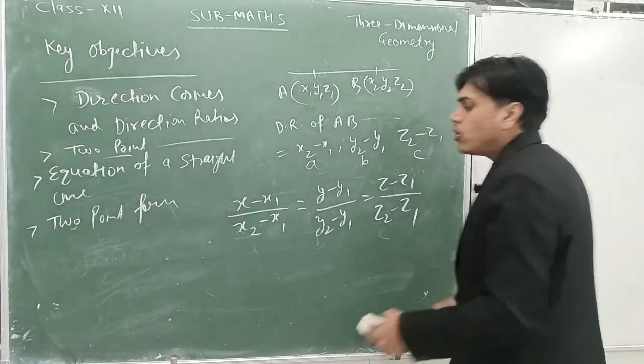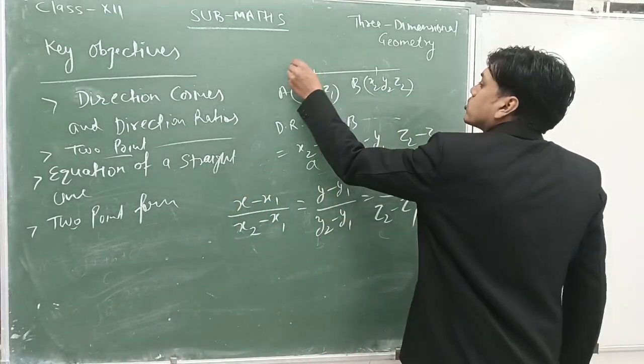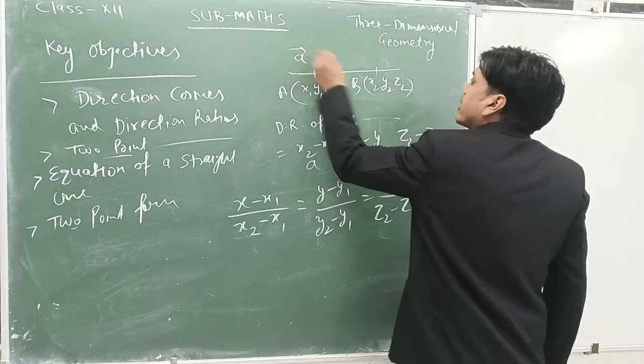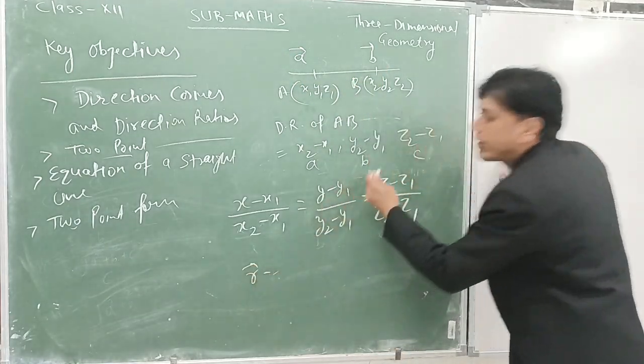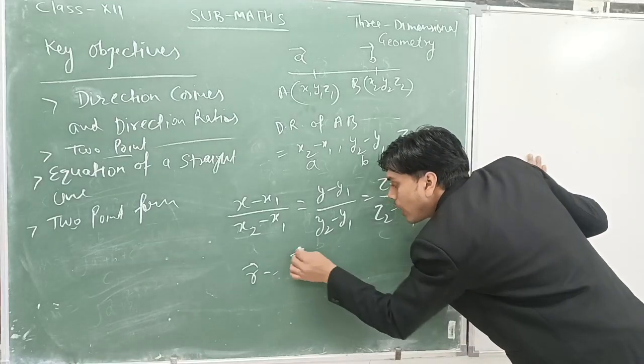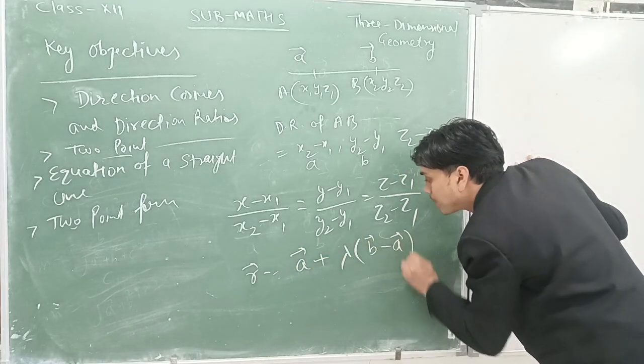Now if we talk about the vector equation of this, this point can be taken as vector A and this point is taken as vector B, then what will be the direction vector? Vector B minus A. So the required equation will be vector A plus lambda (B minus A).